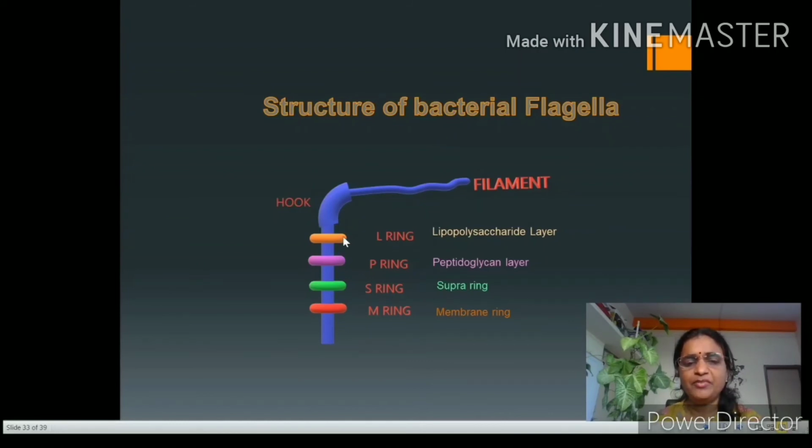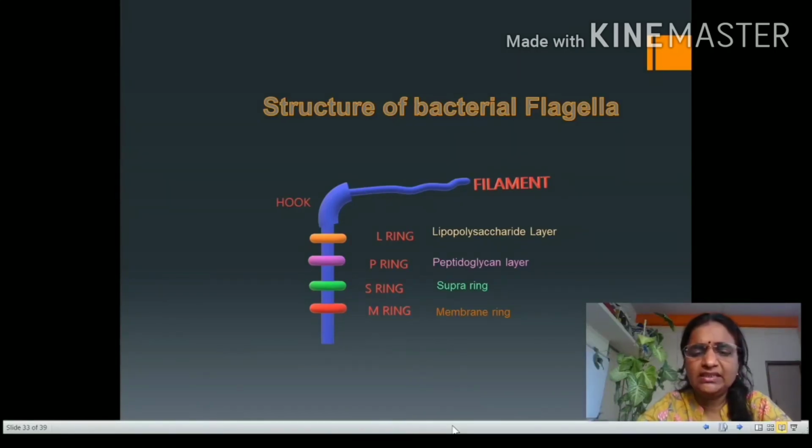The basal body is inserted in the cell wall and cell membrane. As I told, the rings are located in the cell wall and cell membrane. The hook is just outside the cell wall, and the filament is present outside the cell. It is a long, slender, helical part, which we generally observe. Now this filament is made up of protein. As I told, the hook and basal body are made up of carbohydrates or sugars, and the filament is made up of a protein called flagellin.